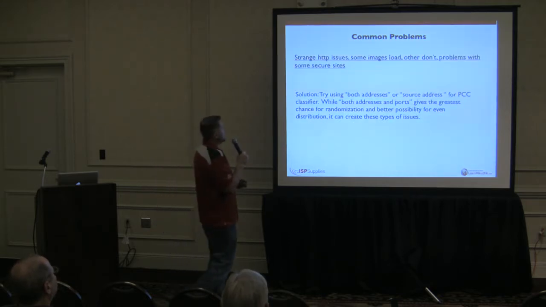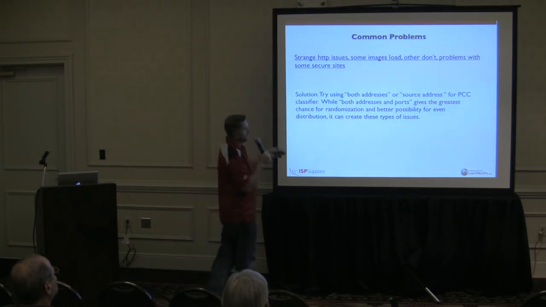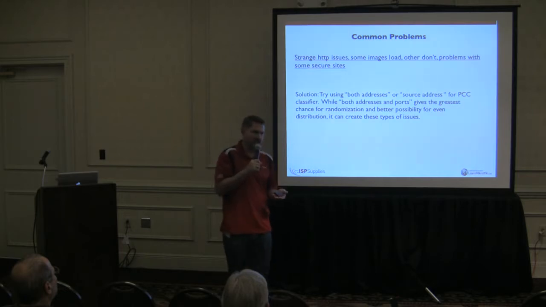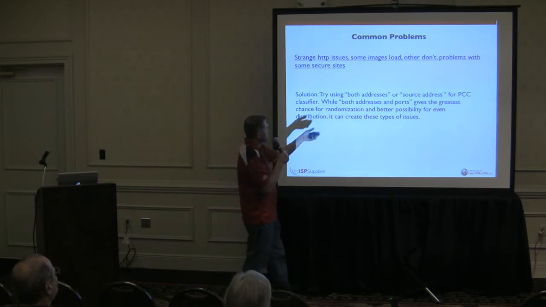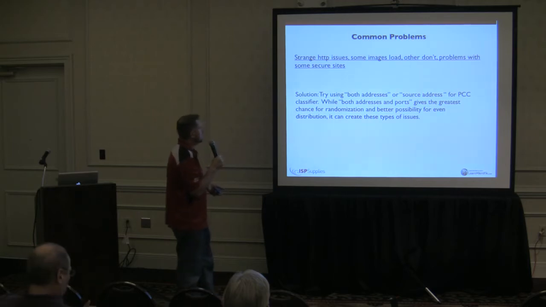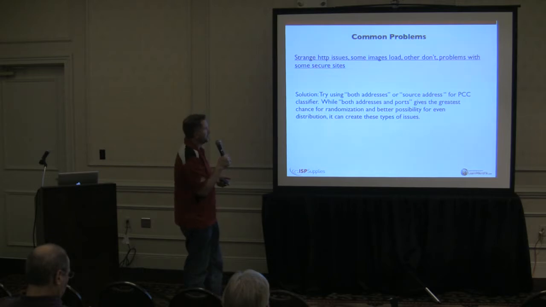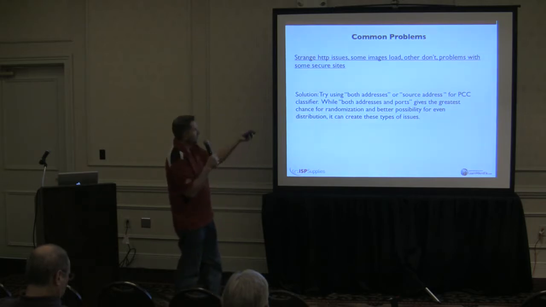Another problem, strange HTTP page loading issues. Some images load, some don't. Problems with secure sites. I've seen this happen if you try and use the classifier source address, source port, destination address, destination port. So instead of that, try something a little simpler like both addresses or source address for your classifier. Now, obviously, both addresses and ports is going to be more random than only source address and probably gives the greater chance for even distribution between your connections, but it's not worth the cost.